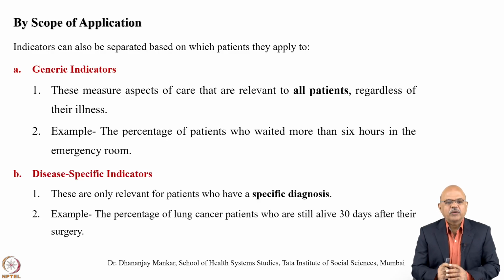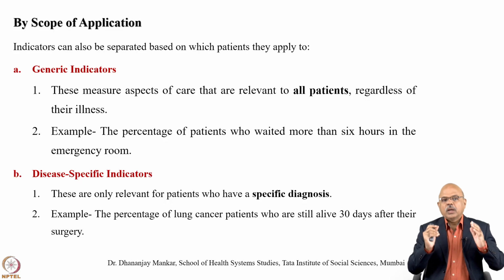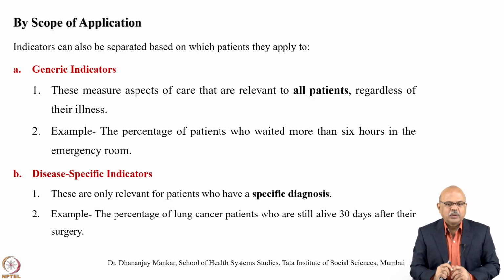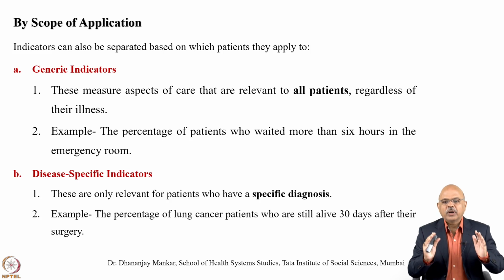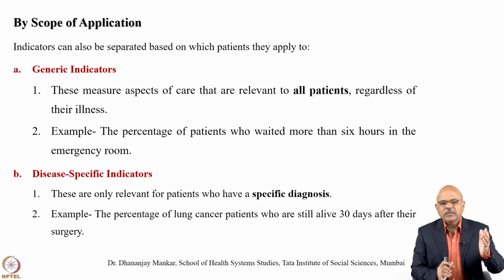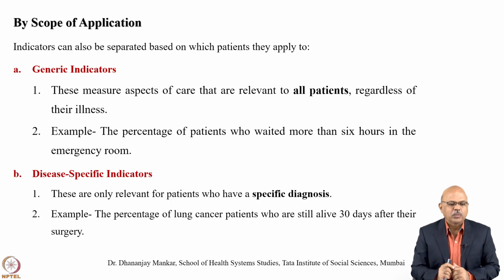What is the scope of application of these clinical indicators? These indicators can also be separated based on which patients they apply to. In the category of patients, you may find there are generic indicators and disease specific indicators. Generic indicators measure aspects of the care that are relevant to all patients, meaning they are applicable to all patients regardless of their illness, and can be used for everyone as a measure. For example, the percentage of patients who waited for more than 6 hours in the emergency room.